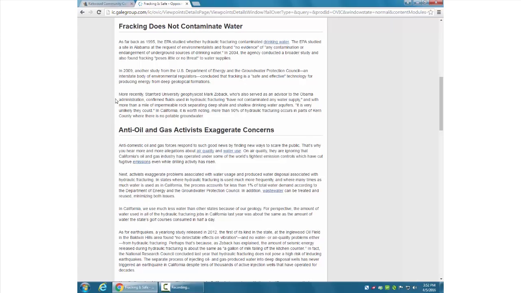More recently, Stanford University geophysicist Mark Zoback, who's also served as an advisor to the Obama administration, confirmed fluids used in hydraulic fracturing, quote, have not contaminated any water supply. And with more than a mile of impermeable rock separating deep shale and shallow drinking water aquifers, it is very unlikely they could. In California, it is worth noting, more than 90% of hydraulic fracturing occurs in parts of Kern County where there is no potable or drinkable groundwater. So again, we get more citations. They're not very in-depth. We get the exact language, we get the quotes, but we get perhaps snippets or overviews.